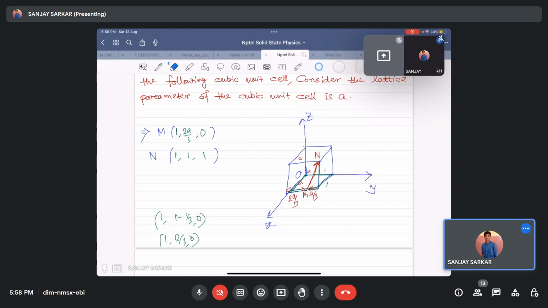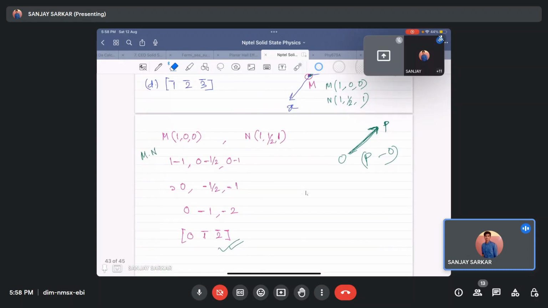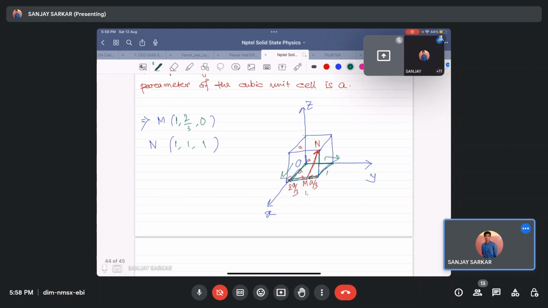So A, I am keeping outside, so 2 by 3, 0. Even if you go in this direction or this direction, it does not matter, the coordinates will be the same. So now you have found the coordinates of M and N. You need to just subtract this. I told you in the previous question that if the tip is along the P direction, then you need to subtract, P minus O. So in this vector it is M to N, so you need to subtract N minus M.